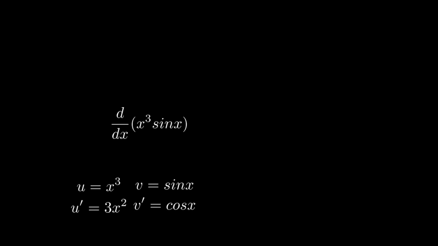So let's say we need to take the derivative of x cubed times sine x. The first thing you want to do is define both functions, u and v, or f of x and g of x, it doesn't matter how you call it. So u would be x cubed and the derivative, u prime, would be 3x squared. Our v is sine of x and v prime would be cosine of x. So our derivative would be 3x squared times sine x plus x cubed times cosine of x.